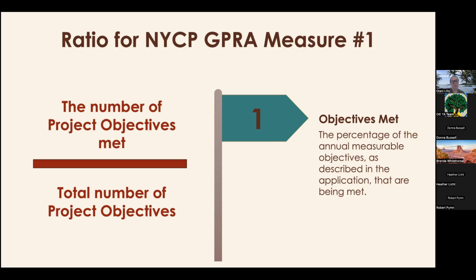For example, maybe I have 5 project objectives, so my bottom number will be 5, and maybe I have only met 4 of those. My top number would be 4. But hey, maybe, just maybe, I have not collected all of my data for all of my project measures. Then I would report 999, and we'll come back to that later.